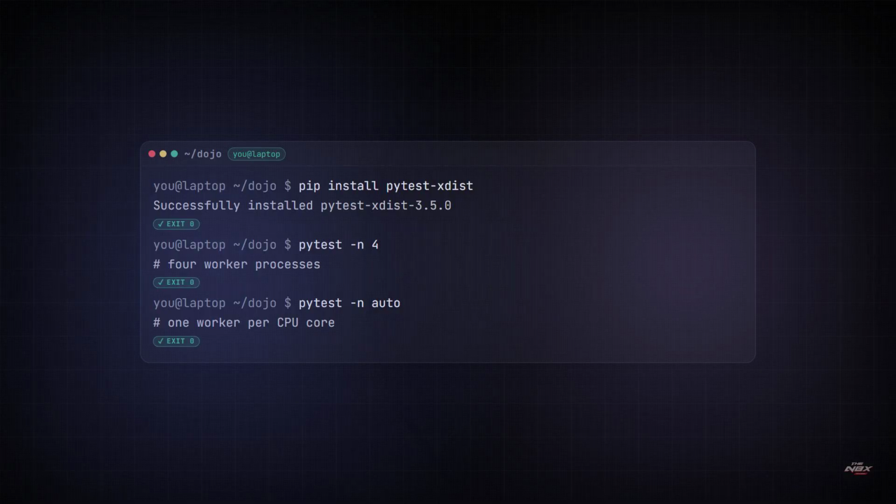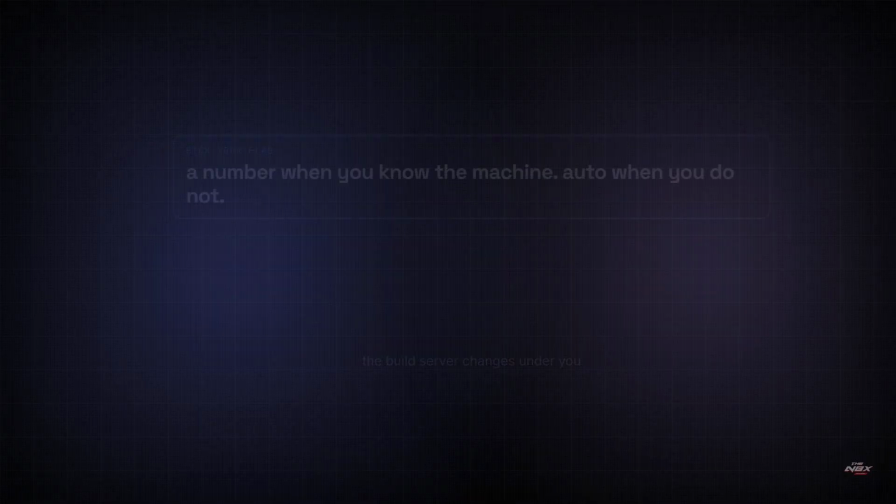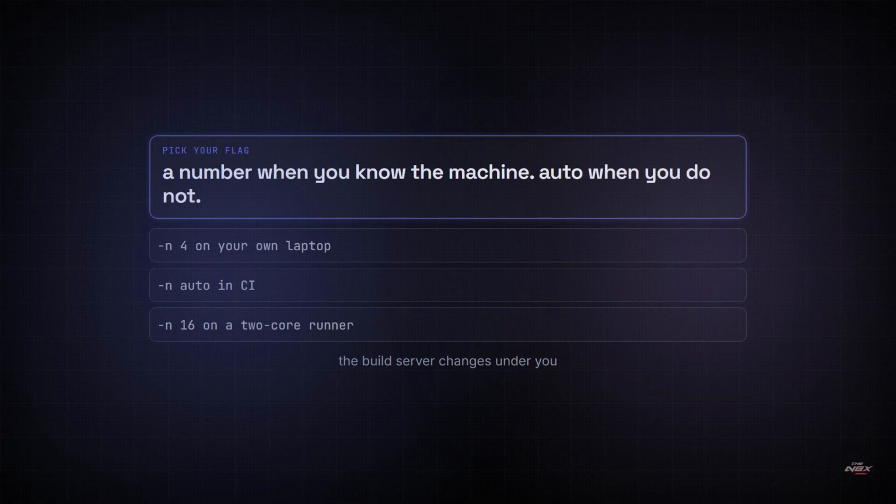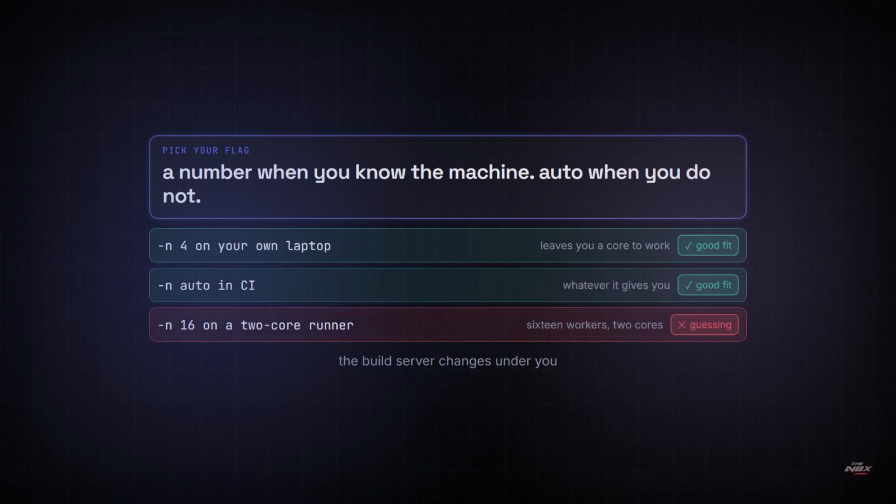-n auto gives you 1 per CPU core, which is the one I'd reach for on a machine you don't control. Your laptop and the build server won't have the same number of cores. Which one, though? Honestly, on your own machine pick a number, because you know what the thing's got, and you probably want a core left over to work on. On a build server, auto every time. You've no idea what hardware it hands you this week.